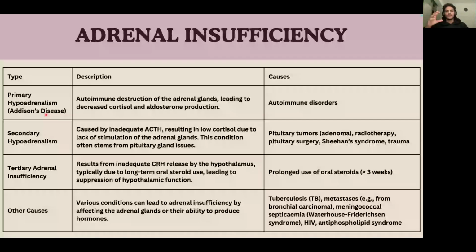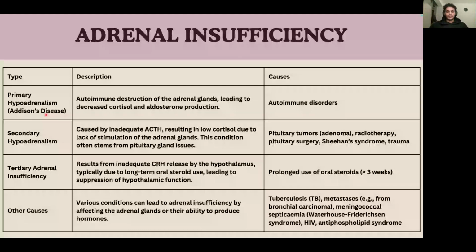Tertiary results from inadequate CRH release from the hypothalamus, and this can happen due to long-term steroid use, which is why you also have to taper off your steroids slowly. So you'll see patients who are maybe on 40 milligrams, then go to 35, 30, 25, 20, and so on. This is to prevent tertiary adrenal insufficiency. Moving on to the next slide.